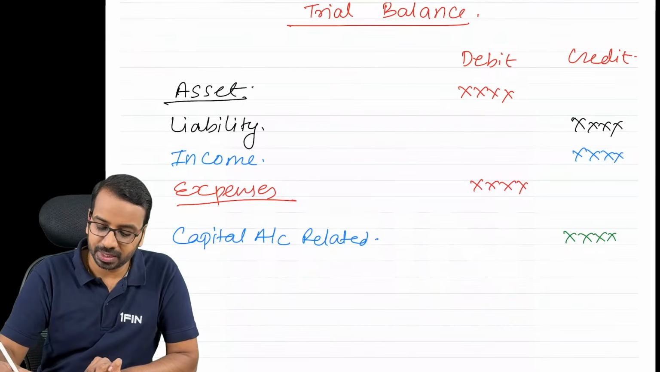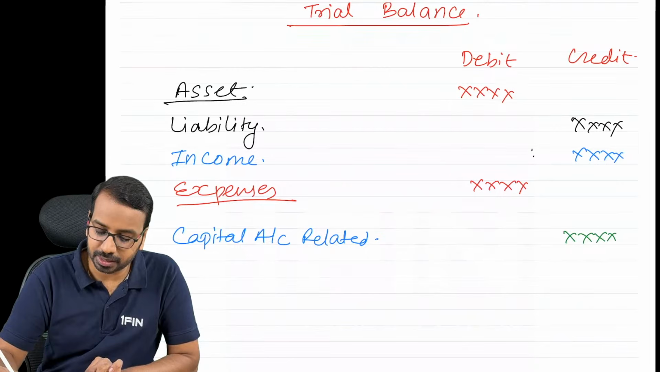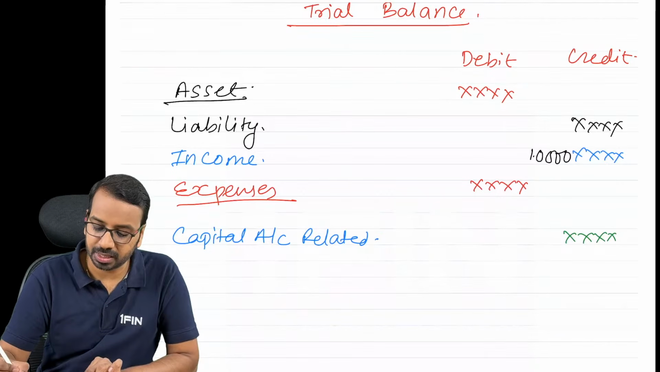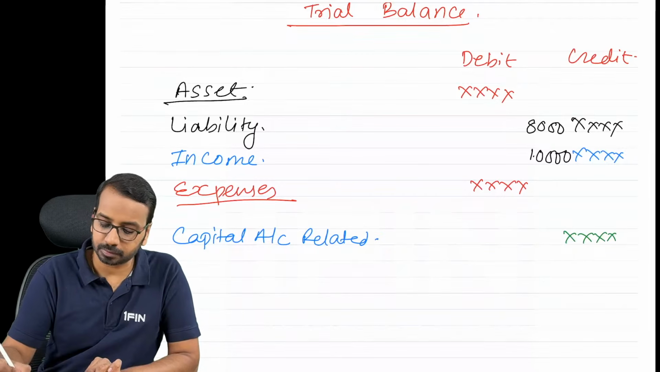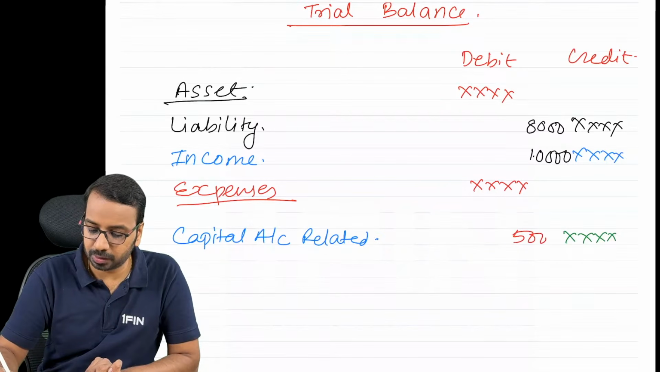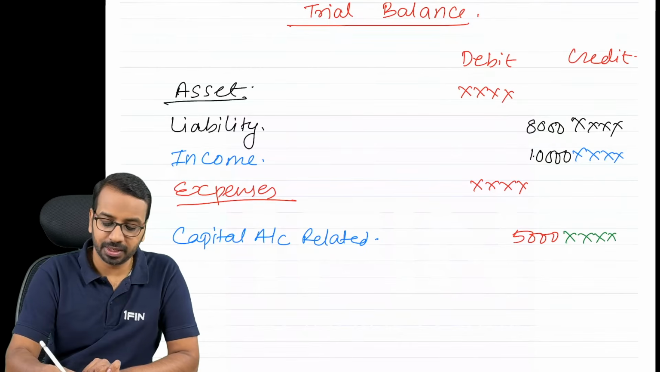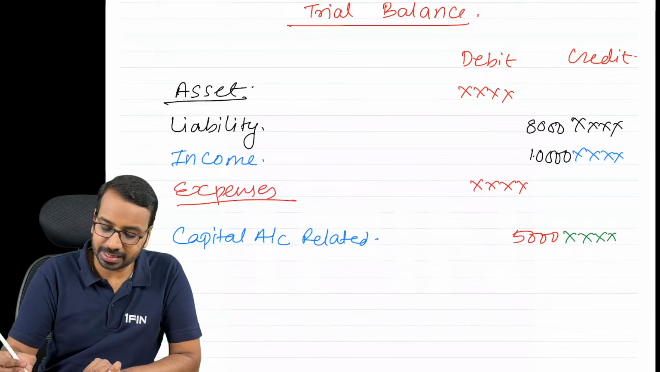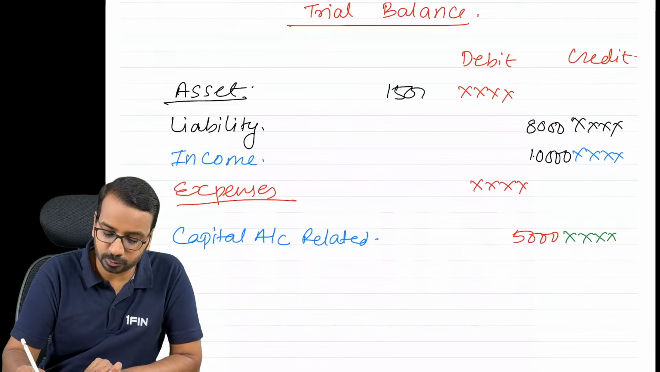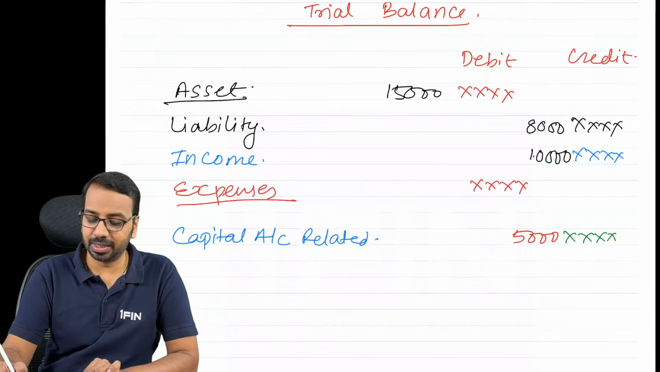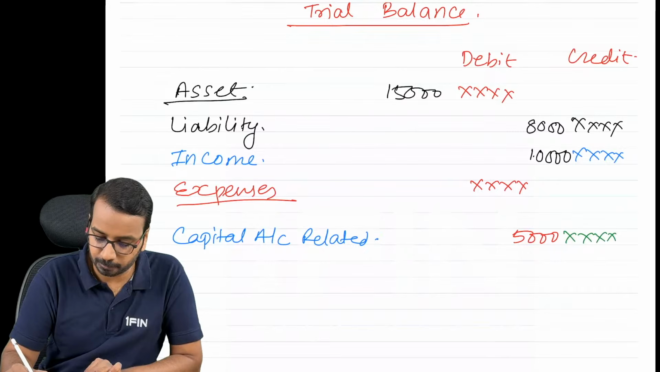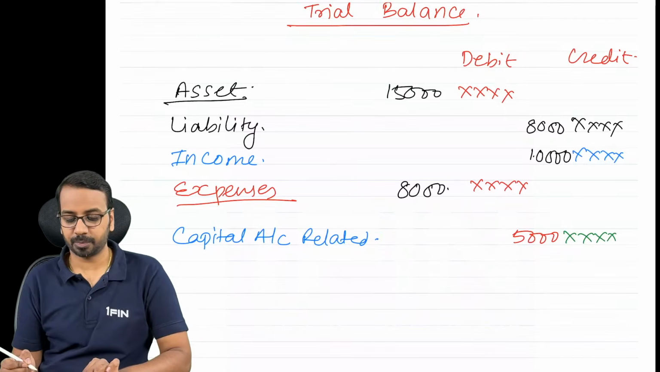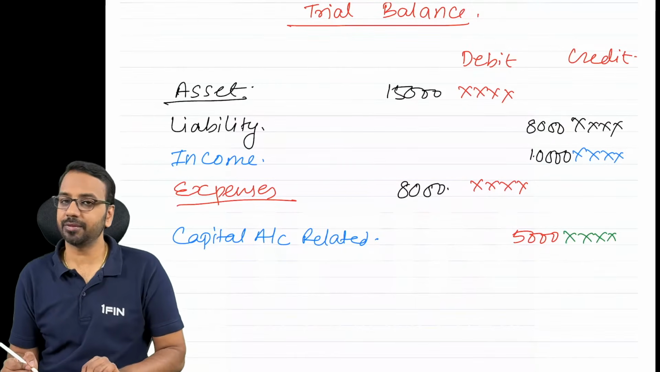So let us say income is 10,000, expenses 8,000, capital account 5,000, okay, and asset some 15,000, and liability is 10 plus 5, 15, 8,000. Sorry, expenses 8,000. Okay, so this is what we have seen.